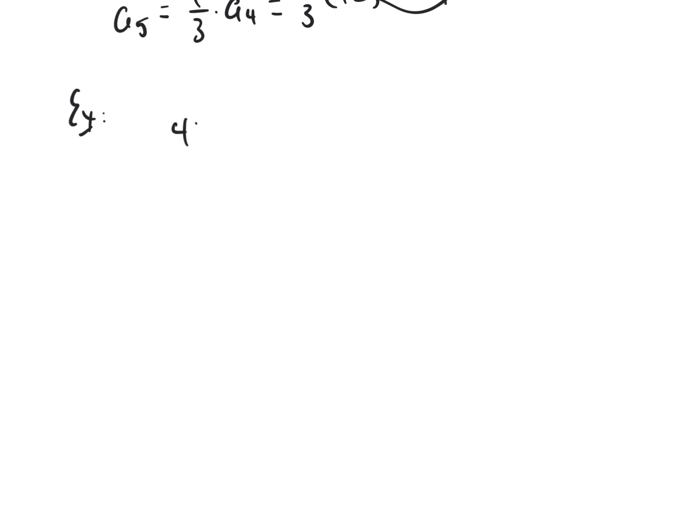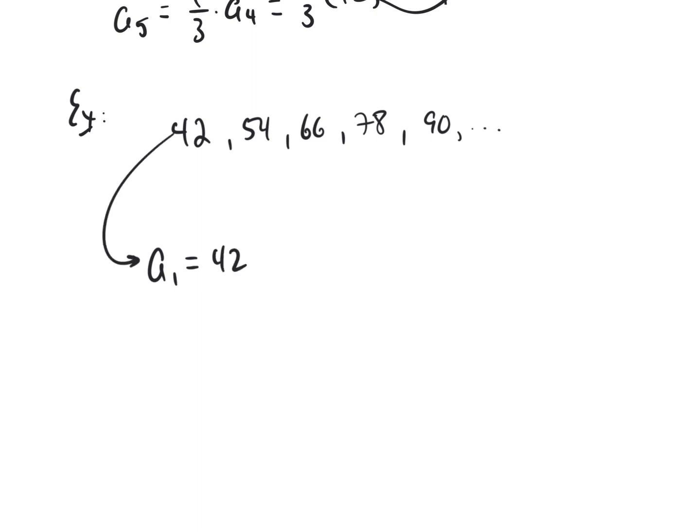If we had 42, 54, 66, 78, 90, and so on. Okay, that's obviously just a regular sequence, but we could be asked to write this as a recursive function. Okay, now one part of that is incredibly easy. A sub 1, our starting point, is just sitting right in front of us, so that's absolutely simple.